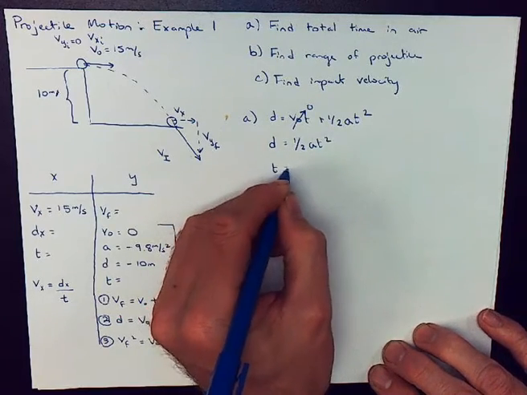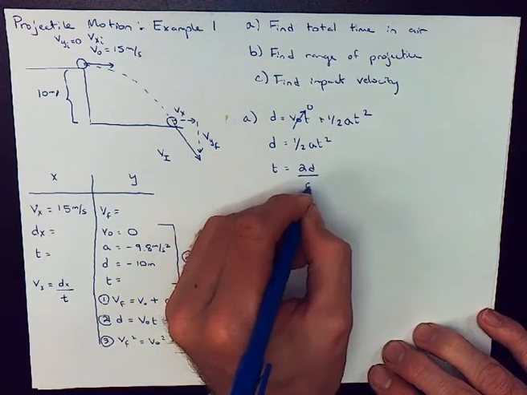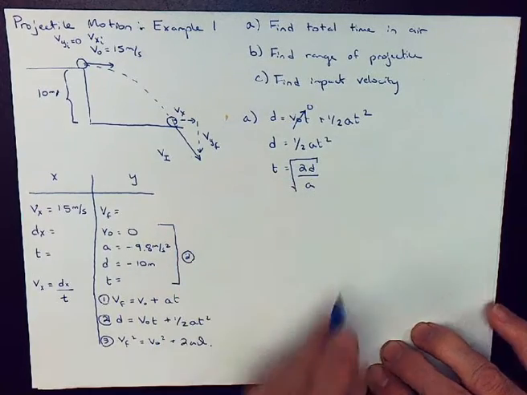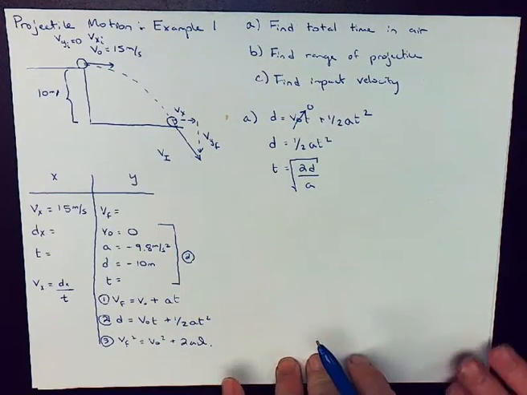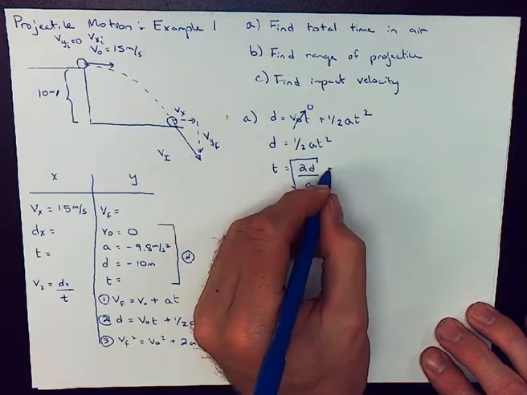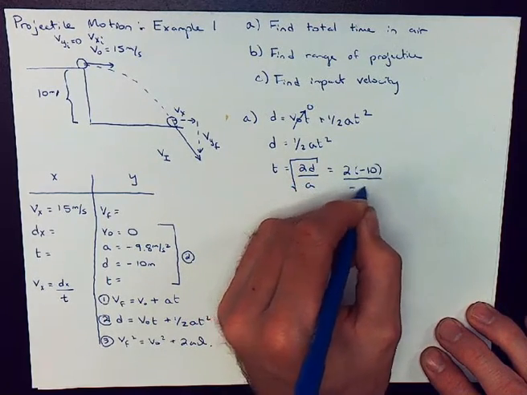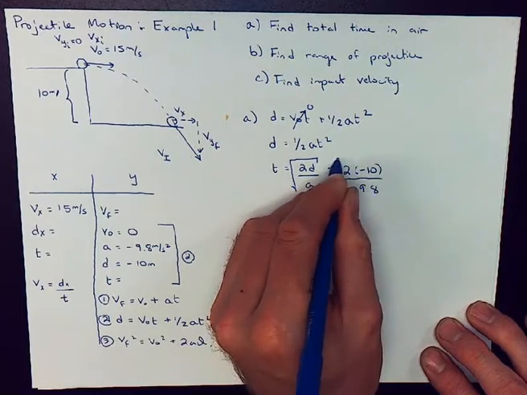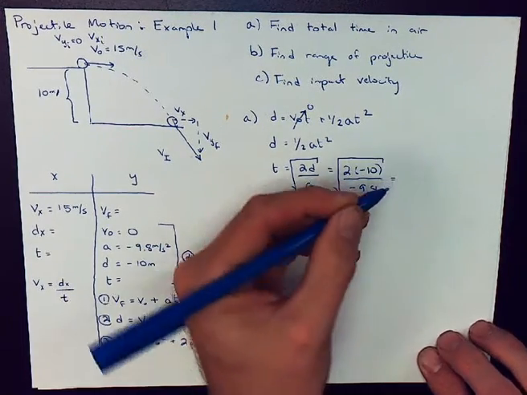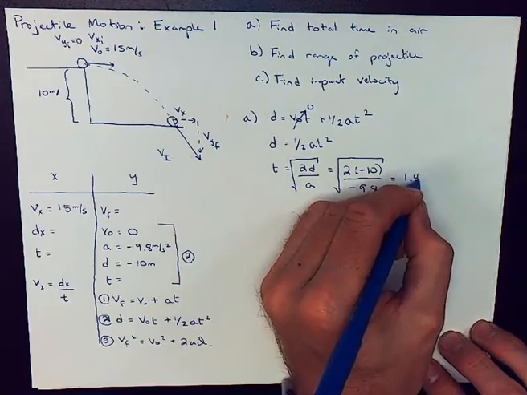Rearranging for time, I get the square root of 2 times the displacement over a. Plug numbers in. Once we do that, we get 1.42 seconds.